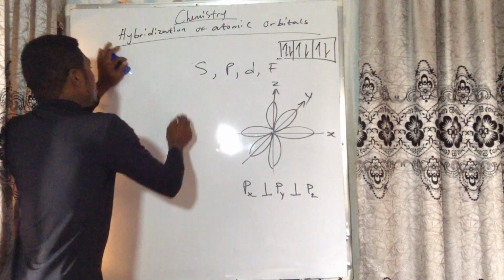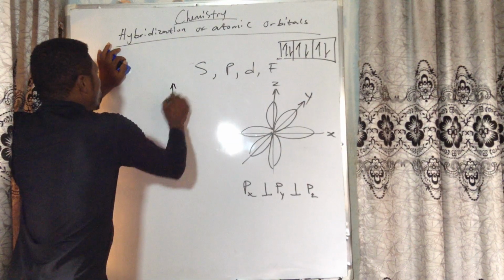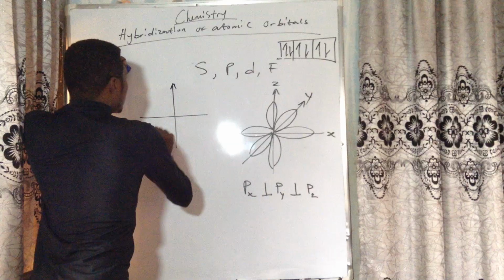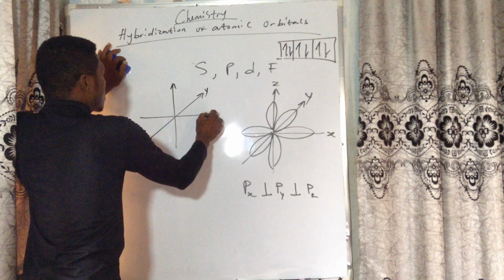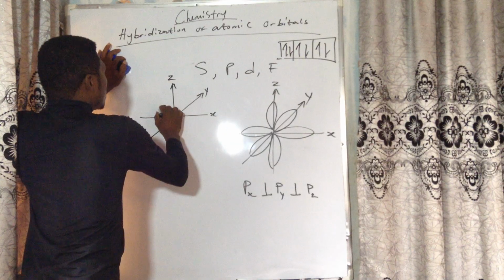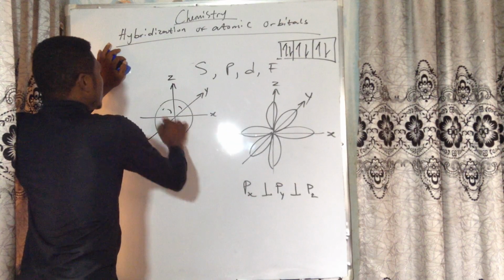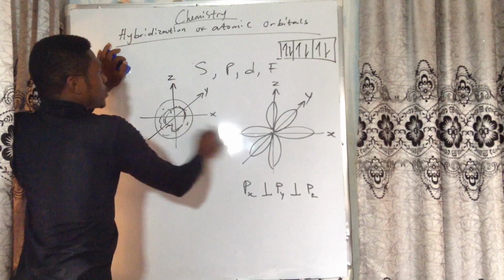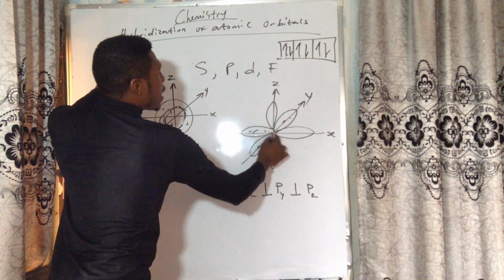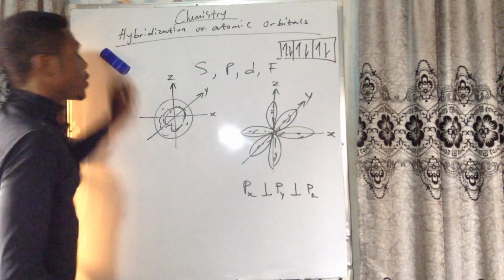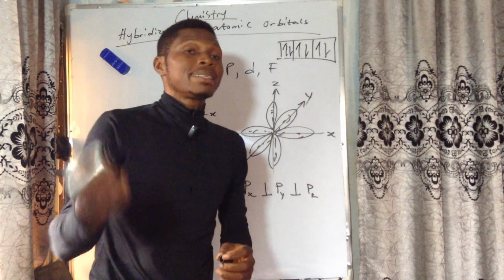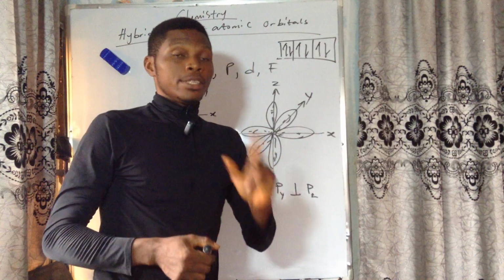Now, this is the s orbital. The s orbital has a spherical shape. This is y, this is x, and this is z. This is an electron cloud, like this one. All these things are electron clouds in this orbital, because here we are dealing with the probability of finding an electron in the orbital.